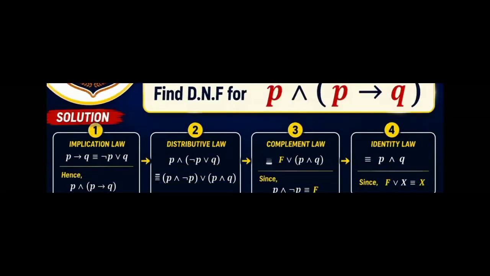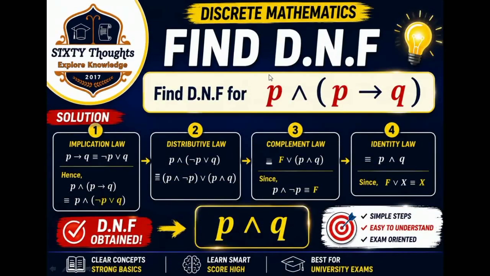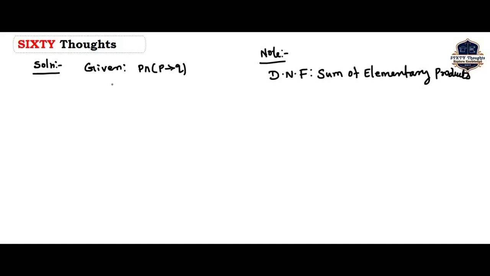In this video lecture, we will discuss how to find a disjunctive normal form for the given expression P and (P then Q), without using a truth table. I hope by the end of this session you will know how to solve related problems. So, solution: the given expression is P and (P then Q).